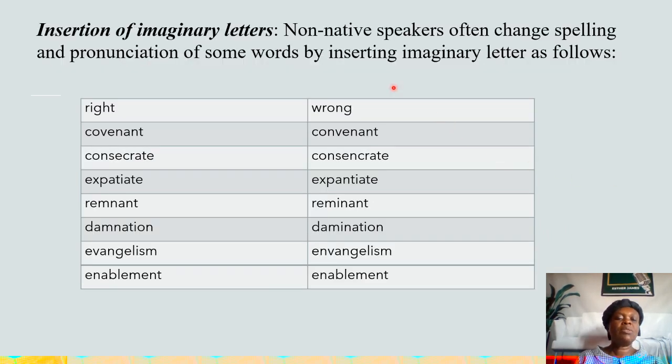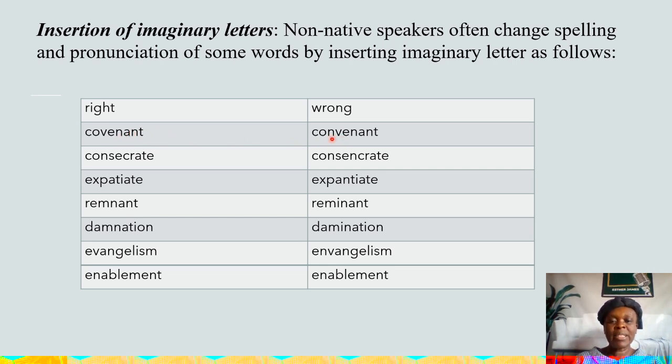All right, now let's look at another factor that brings about the insertion of sounds by the non-native speakers of the English language. Another factor is insertion of imaginary letters. The non-native speakers often change the spelling and pronunciation of some words by inserting imaginary letters as follows. From here is the right pronunciation, and from here is the wrong pronunciation. This is not inclusive.